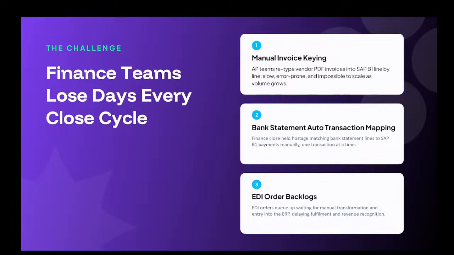And the third scenario is where the EDI order backlogs. Orders sitting in a queue, waiting for manual transformation and entry, pushing back fulfillment and revenue recognition. So, every one of those is what we are fixing today.